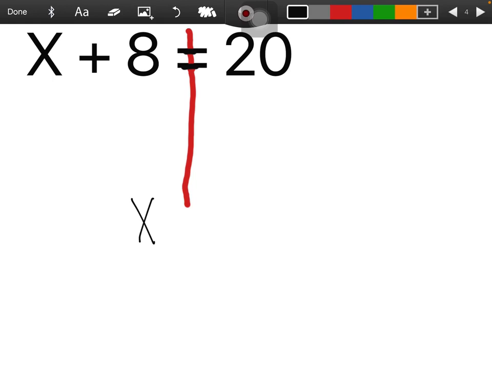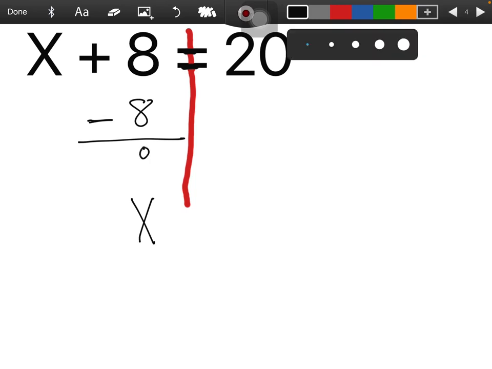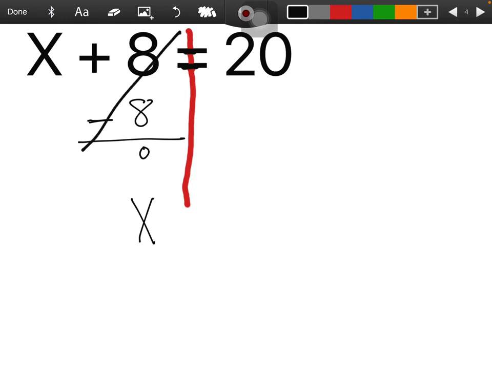So to pay the toll, I need to get rid of the 8. To isolate it, I got to get rid of that 8. How do I get rid of a positive 8? I subtract 8, okay? Because I know 8 minus 8 gives me 0. So these two 8s cancel each other out.